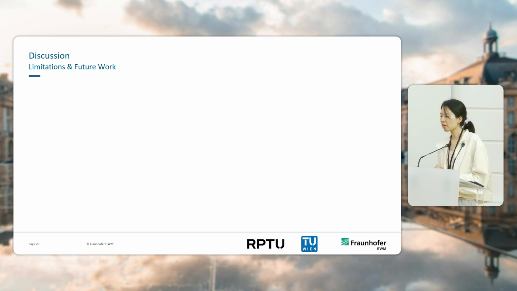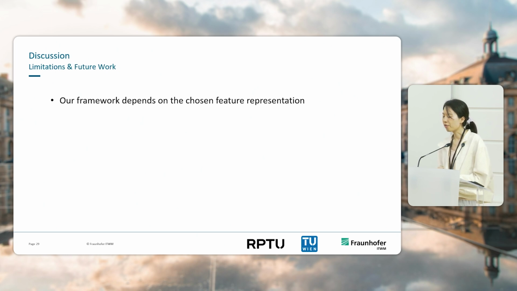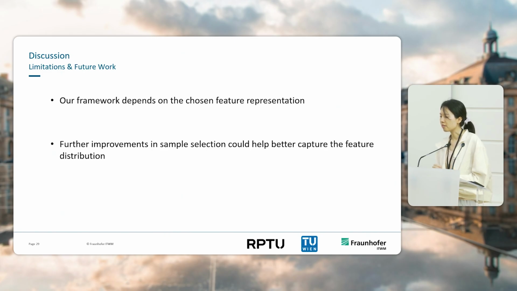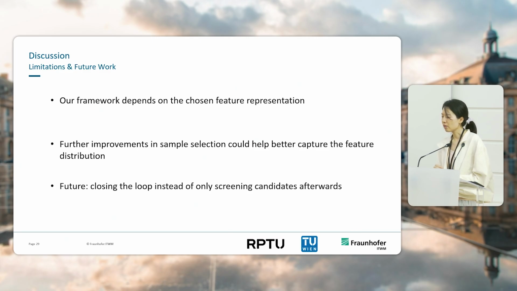There are also several limitations. First, our framework depends on the chosen feature representation, but it will benefit from stronger feature representations as they improve. Second, further improvements in sample selection could help better capture the feature distribution. Finally, a natural next step is to use feature space feedback to guide the parameter exploration during dataset generation, closing the loop instead of only screening the candidates afterwards.